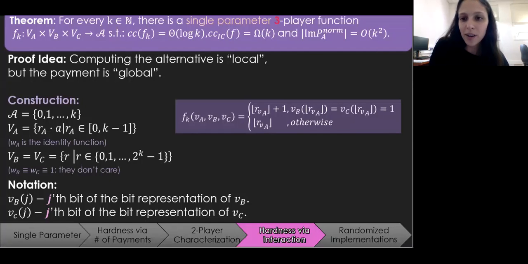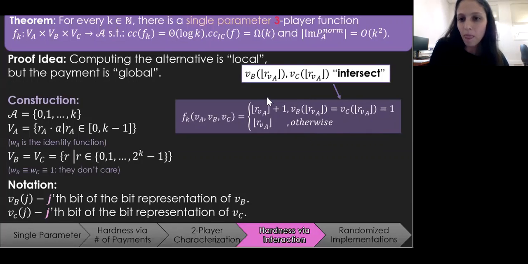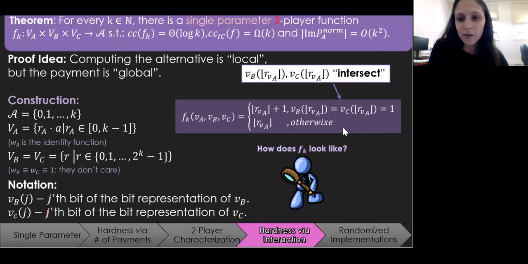So this is how the function is described, and I'll explain it through an example. For example, if the value of Alice is 5.5, it means that only alternatives 6 and 5 can be chosen. So we look at the 5th bit of Bob and the 5th bit of Charlie, and if they are both equal to 1, we say that they intersect, and then alternative 6 is chosen. Otherwise, alternative 5 is chosen. So let's see what F looks like.